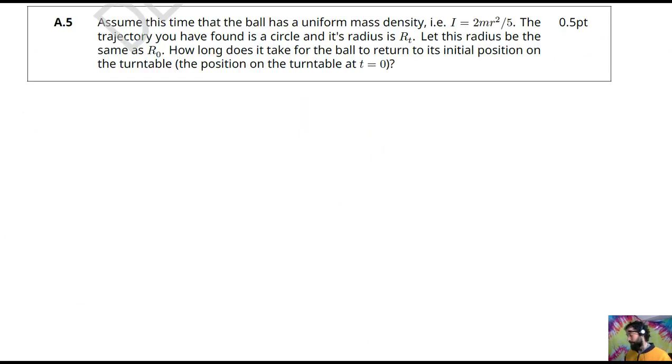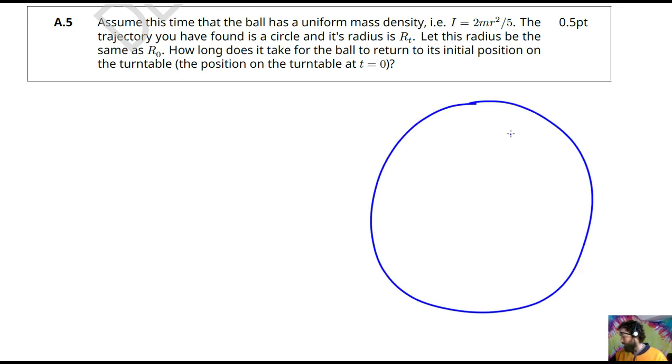Okay, so now we're going to do part A5, and for this bit, we want to figure out how long it takes the ball to return to the same spot on the turntable. Note, this isn't the same spot from the lab's frame point of view, this is the same spot from the turntable's point of view. So if we quickly draw a diagram to explain this one, imagine this is our turntable, and let's suppose our ball is doing a little circle around like this.